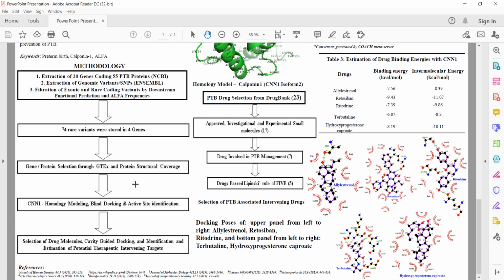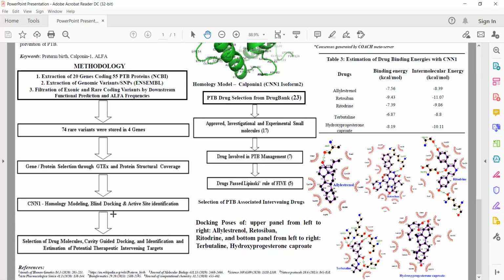We made a structure of this by the technique of homology modeling, and then we performed blind docking in order to detect its cavity site and then active site identification. This active site identification is further supported by the PrankWeb or P2Rank meta server as well. So after the selection of drug molecules from DrugBank, and after the blind docking of progesterone, one of the highly used inhibitor drugs to stop premature babies, or to stop the process of preterm birth.